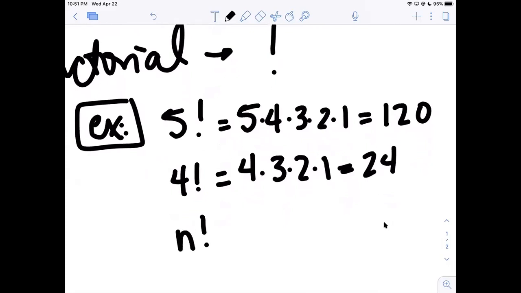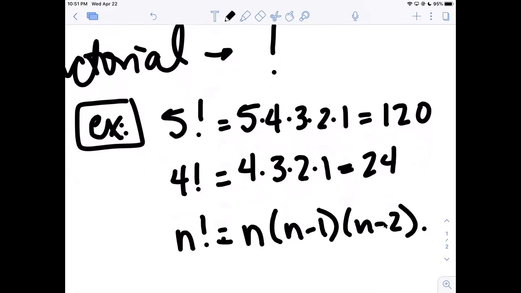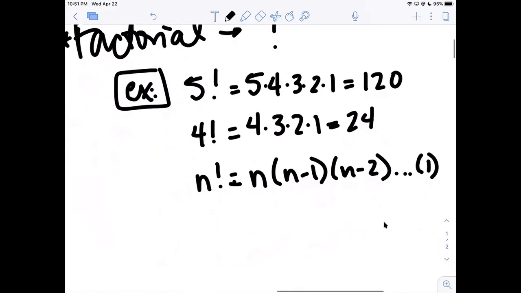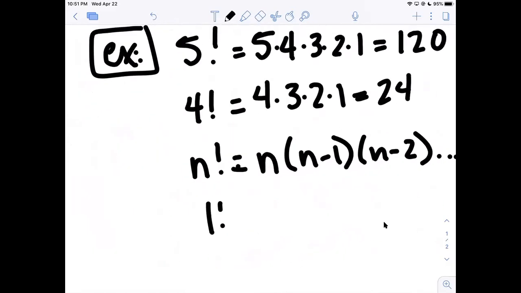A general way that we write factorials is n bang or n factorial or n exclamation point, and that's the number times the number minus 1 times the number minus 2 all the way down until you get to 1. And then 2 more examples that are pretty common. If you do 1 factorial, that's just the same thing as 1 because there's nothing else to multiply it by. And then 0 factorial is also 1. Okay, so that is an important thing to know.